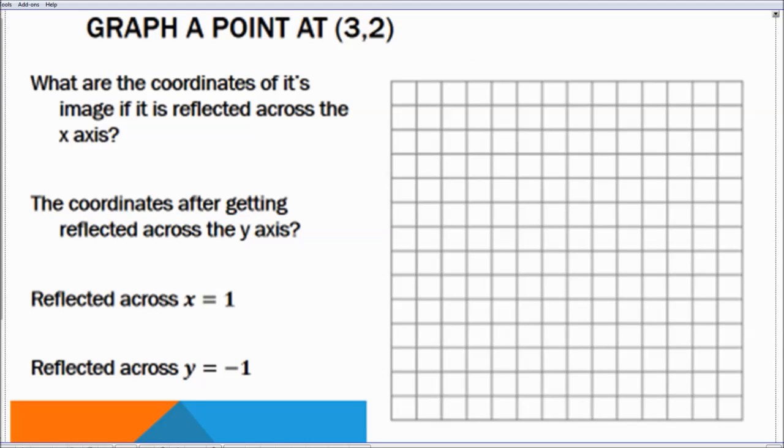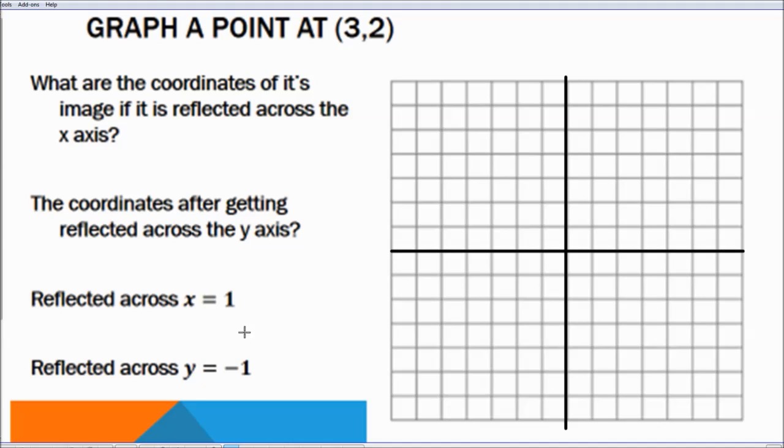Okay, now let's actually start dealing with a point. Here we're given a point, 3, 2, and we are asked to do some reflections with it. So let's first of all, let's get our x and y axes on the page. So there's my x, there's my y. Please take the time to sketch this. The video is going to go quickly, but that's why you have a pause button. So pause it as you need to so you can be successful here.